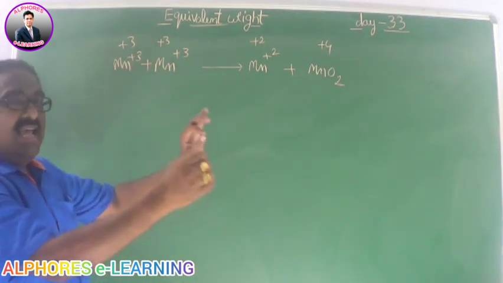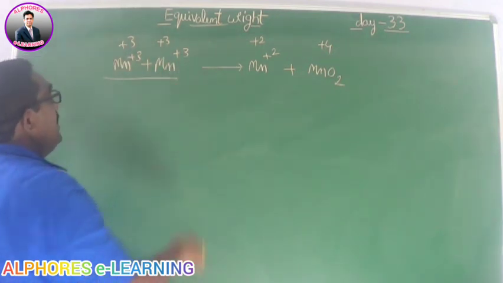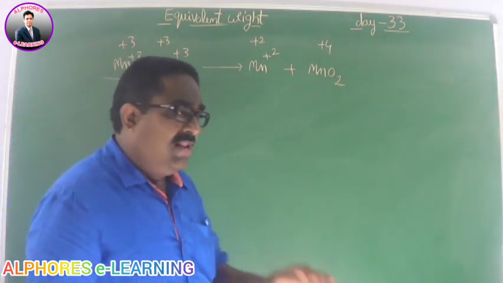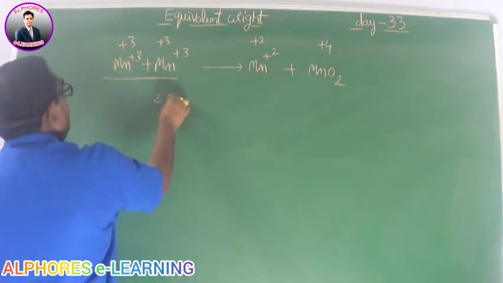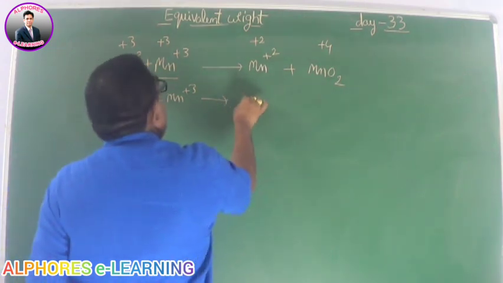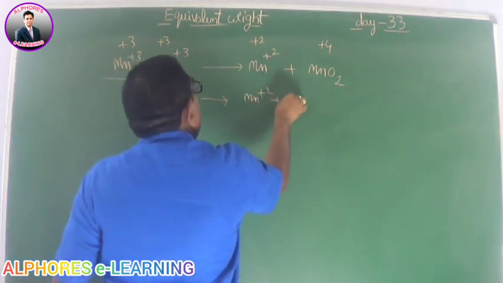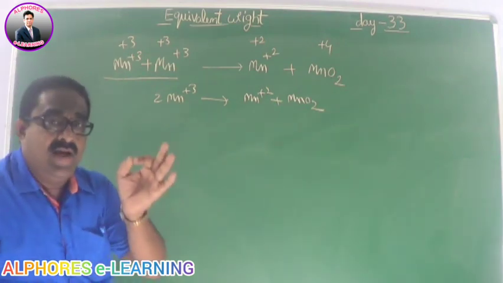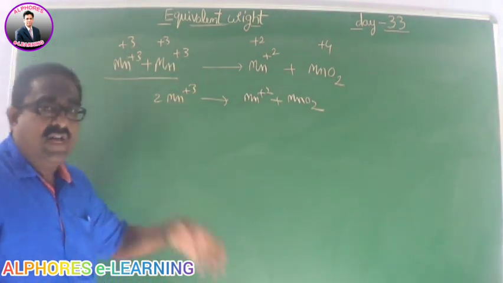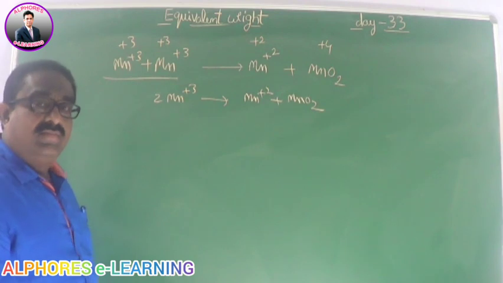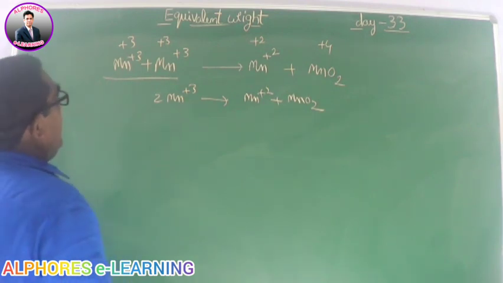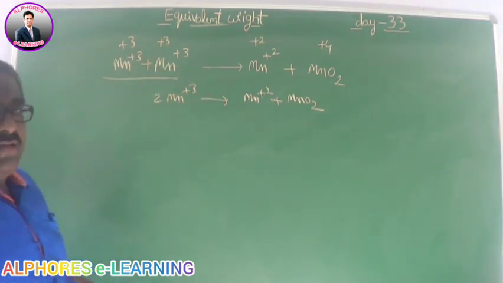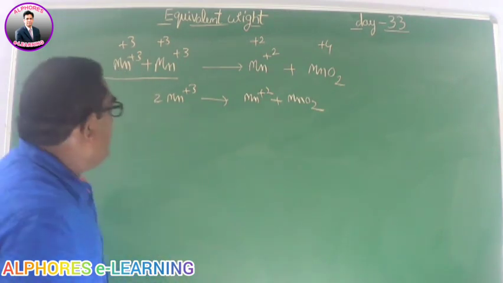Here, what is the N factor for manganese in this question? Now I am going to write like this: 2Mn3+ gives rise to Mn2+ plus MnO2. What is the N factor of manganese in the given reaction? That is the question, students. Either increase or decrease, both is 1.